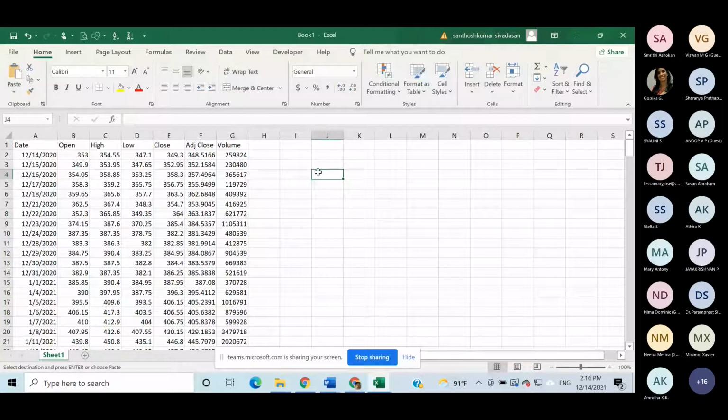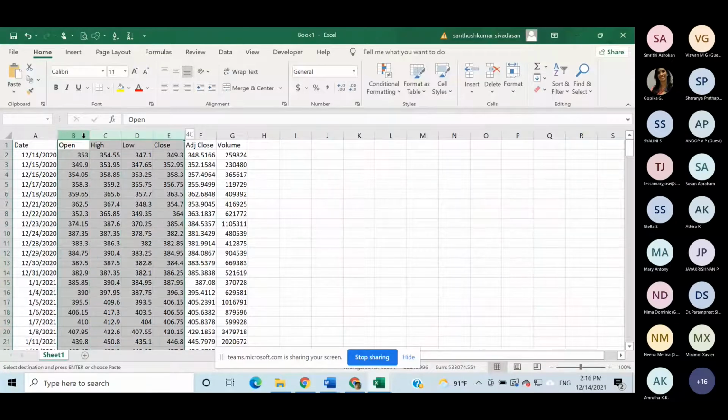Yes, sir. So normally we do analysis based on the adjusted closing price. Closing price is the final trade price, but the stock split adjustment and dividend adjustments are done. After having those adjustments, the adjusted closing price will be published on a daily basis. So our relevant column is adjusted closing price.